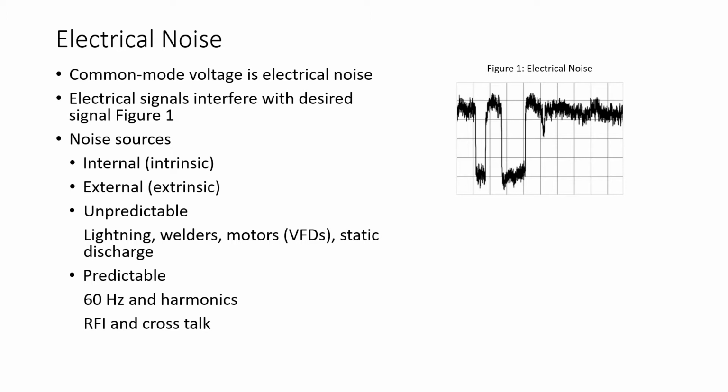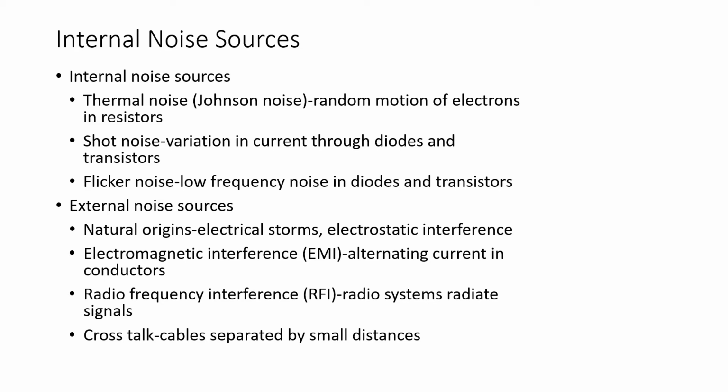This comes from the 60 hertz line power that comes into our electrical equipment. And it can also be radio frequency interference and crosstalk, and we'll define crosstalk later. Now, internal noise sources, again, are those that are inside the circuit. Examples of internal noise sources are thermal noise, also referred to as Johnson noise. Thermal noise is due to the random motion of electrons in resistors.